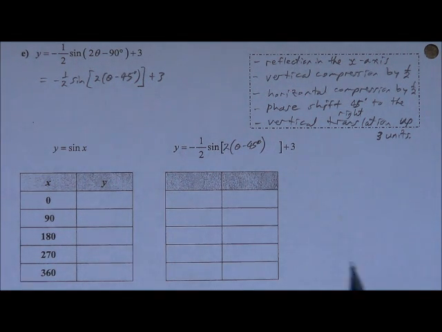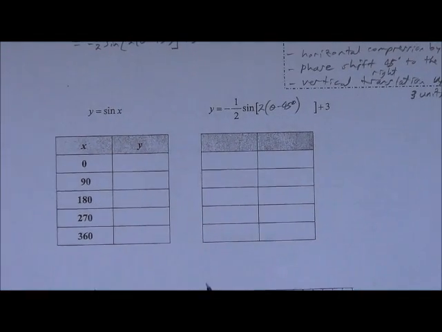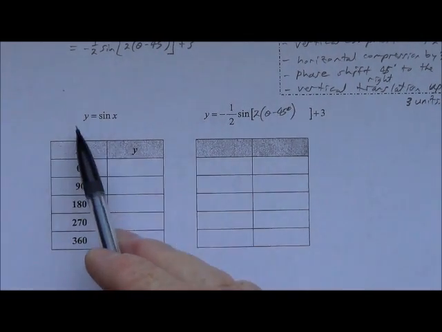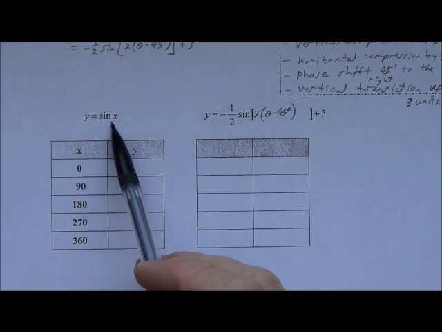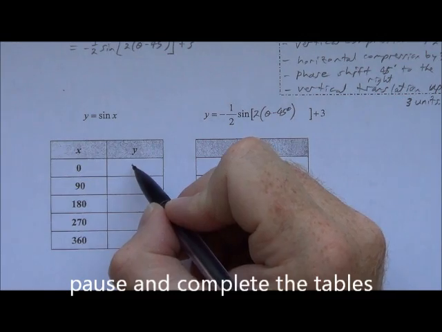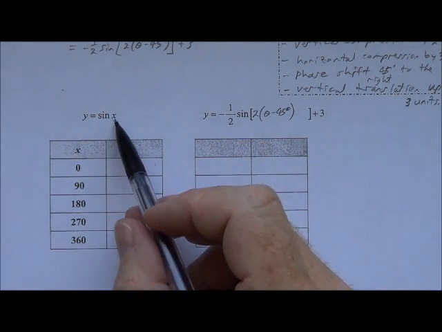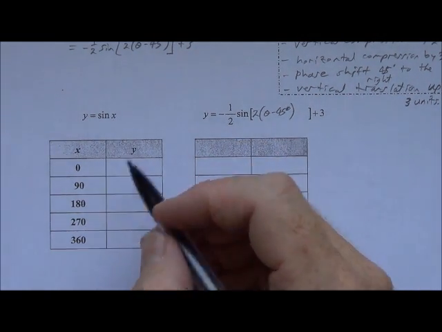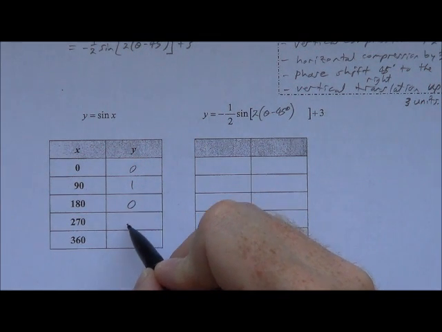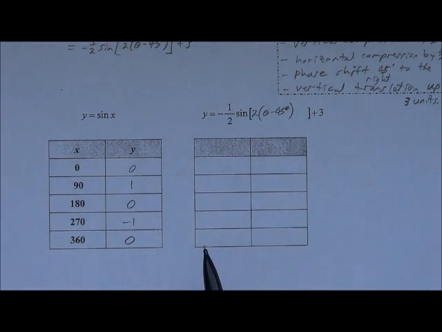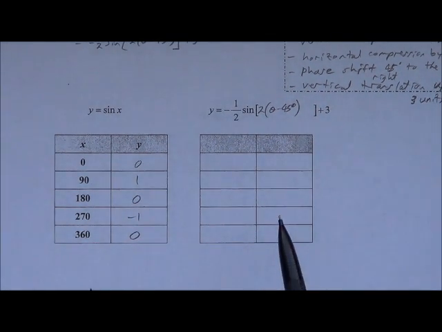Okay, and then we'll work on the same values that we did before. Use these x values to get the values for sine. So when x is 0, y is 0. When x is 90, y is 1, 0, -1, and 0 again for sine.